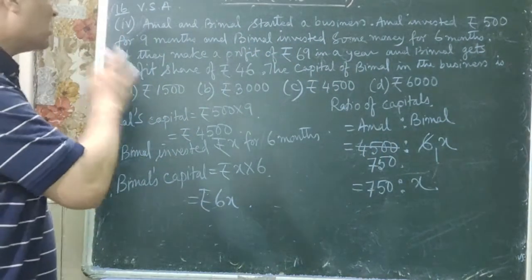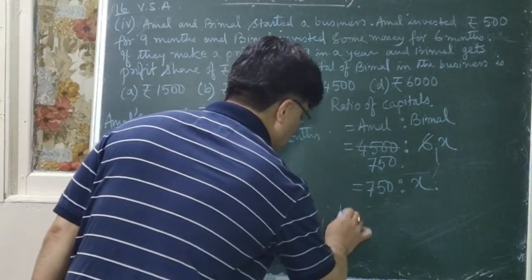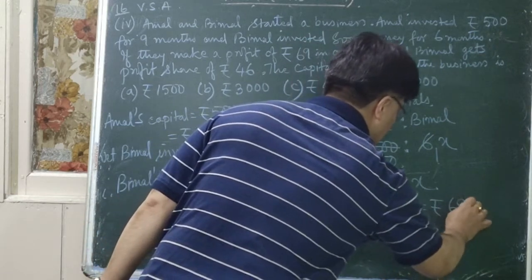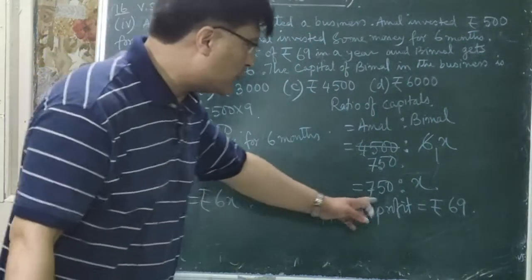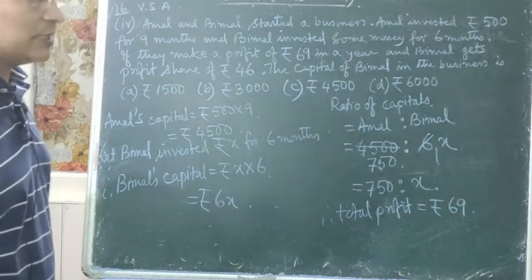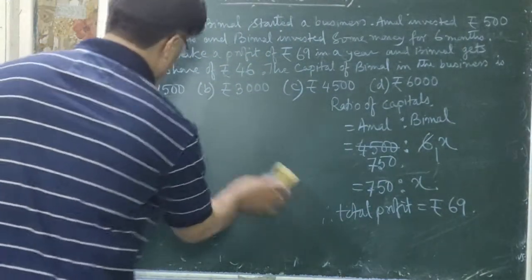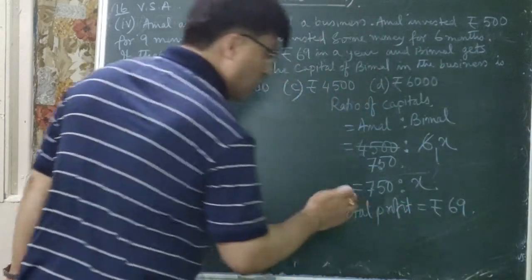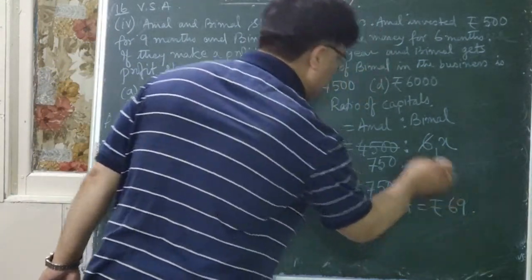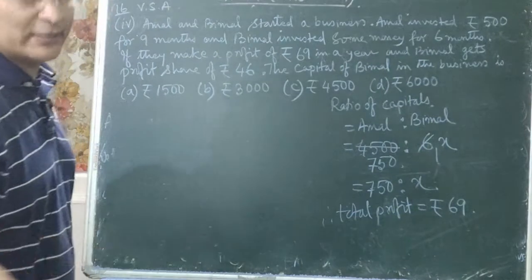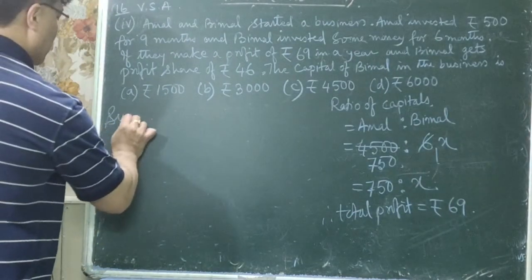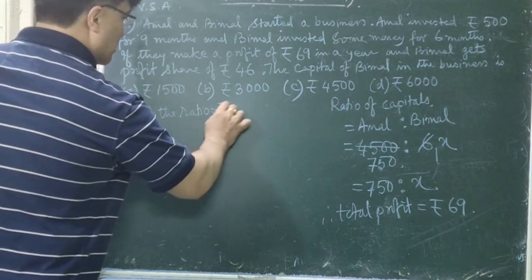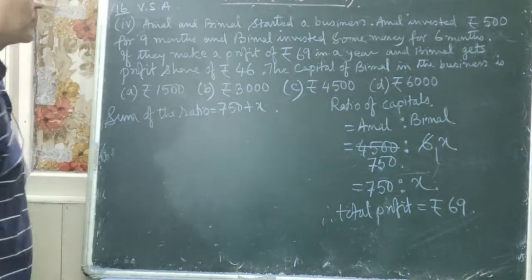Okay. Now what is the total profit here? Total profit is equal to rupees 69. Now this total profit rupees 69 is divided in the ratio 750 is to x. You have to divide this total profit rupees 69 in the ratio of 750 is to x. So let us find out the sum of the ratio. Sum of the ratio is equal to 750 plus x, right?